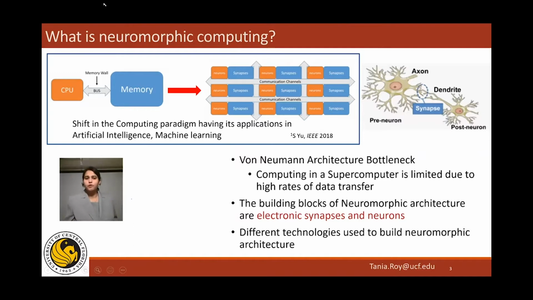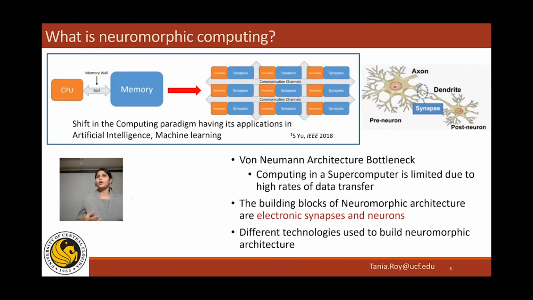What is neuromorphic computing? Currently we all know that we have the von Neumann architecture, where for the computers, the CPU and the memory are located in separate locations, and the data has to be shuttled between the CPU and the memory. So that's the von Neumann architecture. And computers are really, really good at computing, but not so good at pattern recognition.